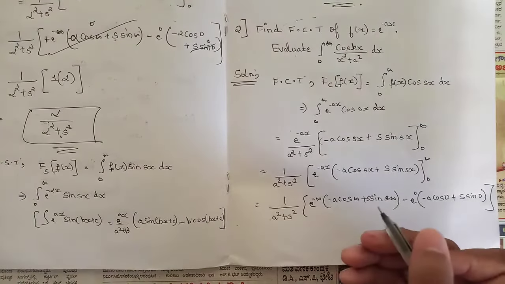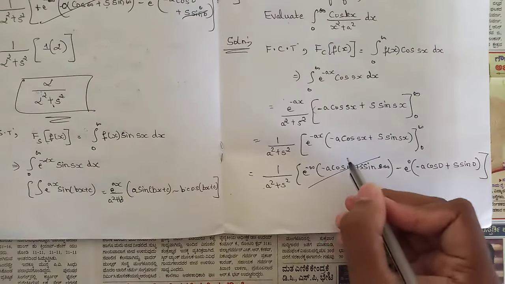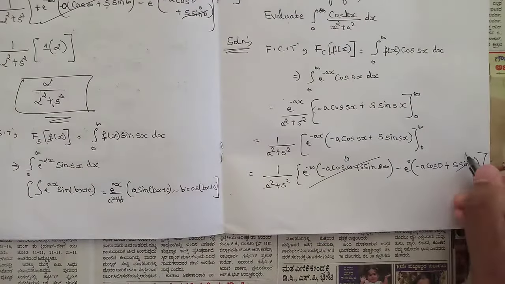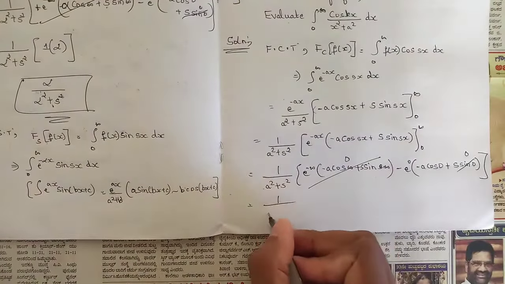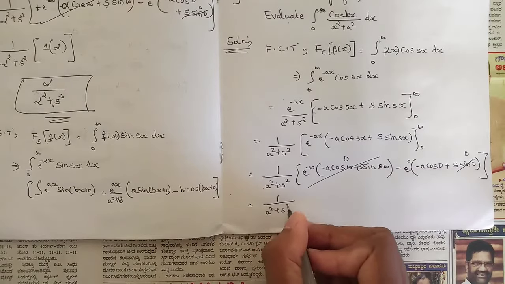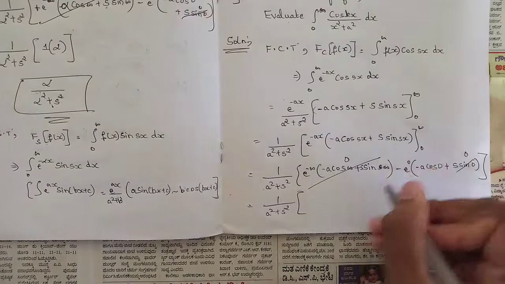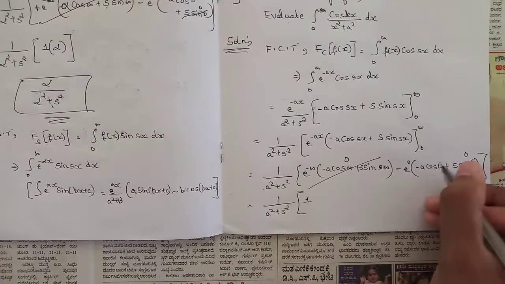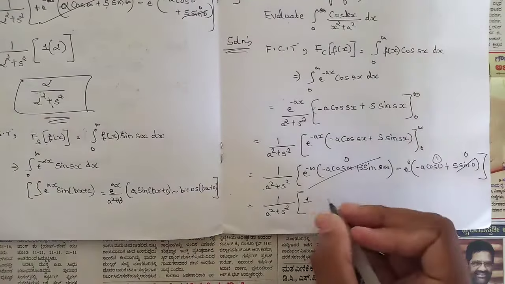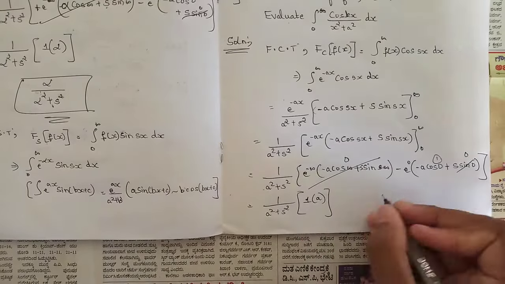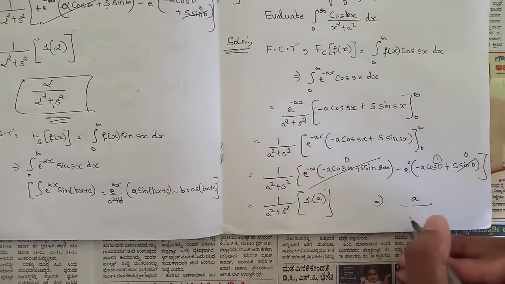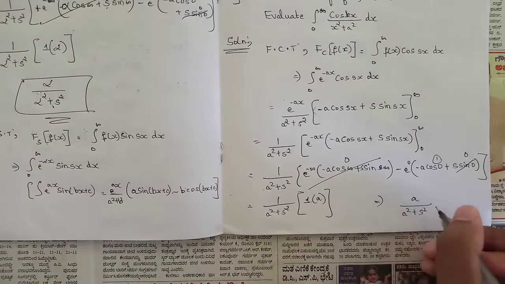So here e to the power minus infinity is equal to 0, so this whole term is 0, and sin 0 is 0. So the remaining terms are 1 by a square plus s square into minus, which is again plus, e power 0 is 1, and a into cos 0. Cos 0 is again 1. So the final answer we get is a by a square plus s square.